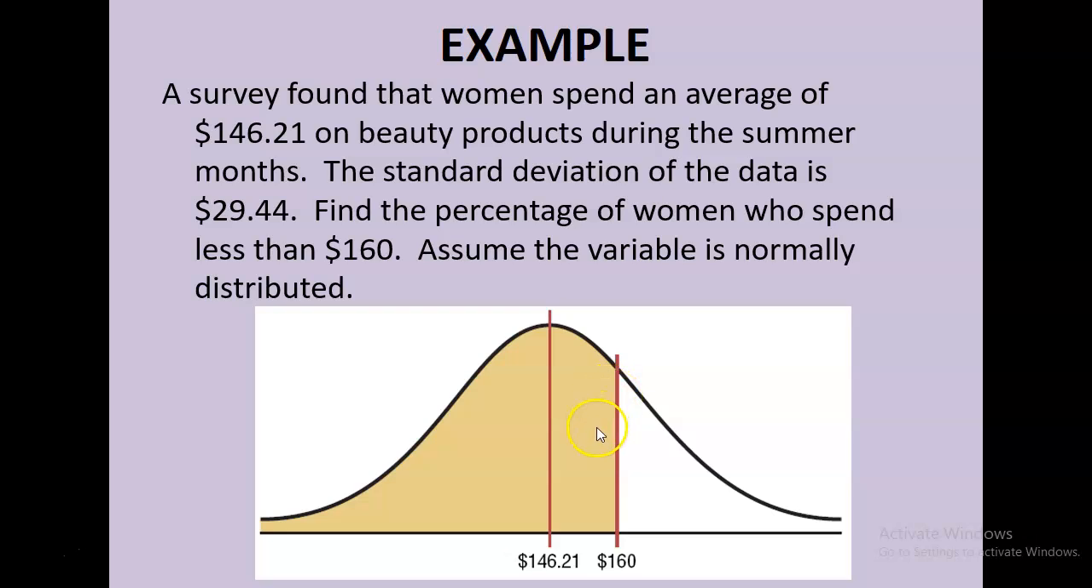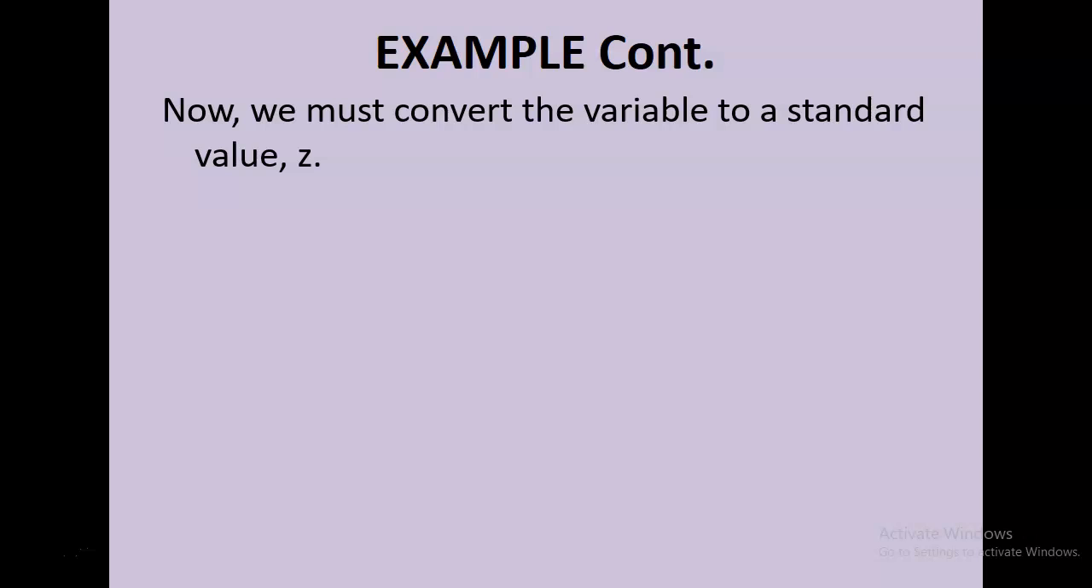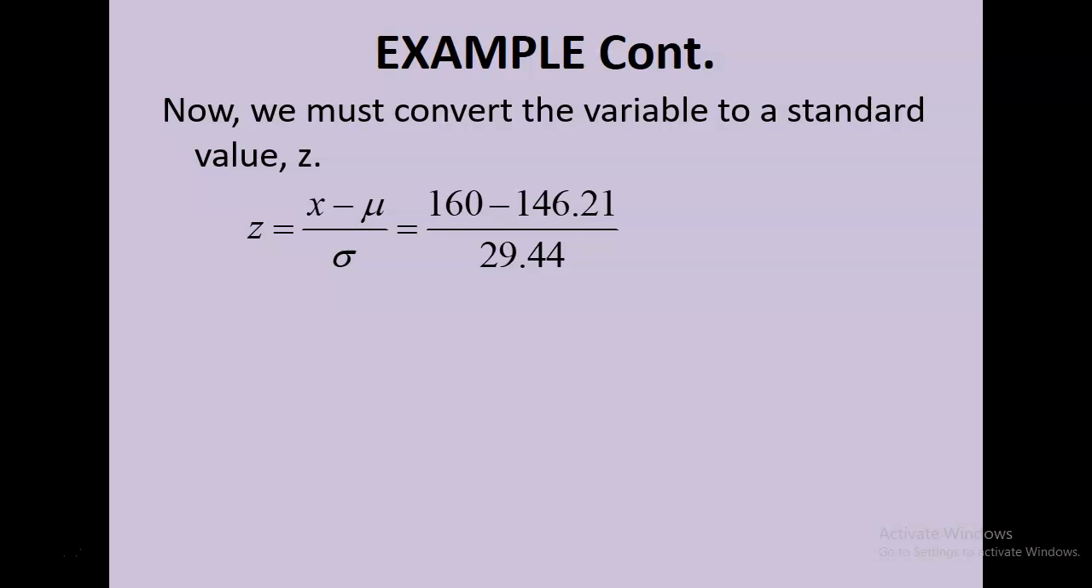Now, what we want to know, though, is the percent of data that comes below this $160. And hopefully you'll remember from our lesson what we do when we're looking at something below it. We'll talk about that more in a second. But first, we're going to find the z-score for $160. So we'll convert that to a standard z, and that is going to be 160, which is our value for x, minus the mean, $146.21. And we're going to divide that by our standard deviation, 2944.